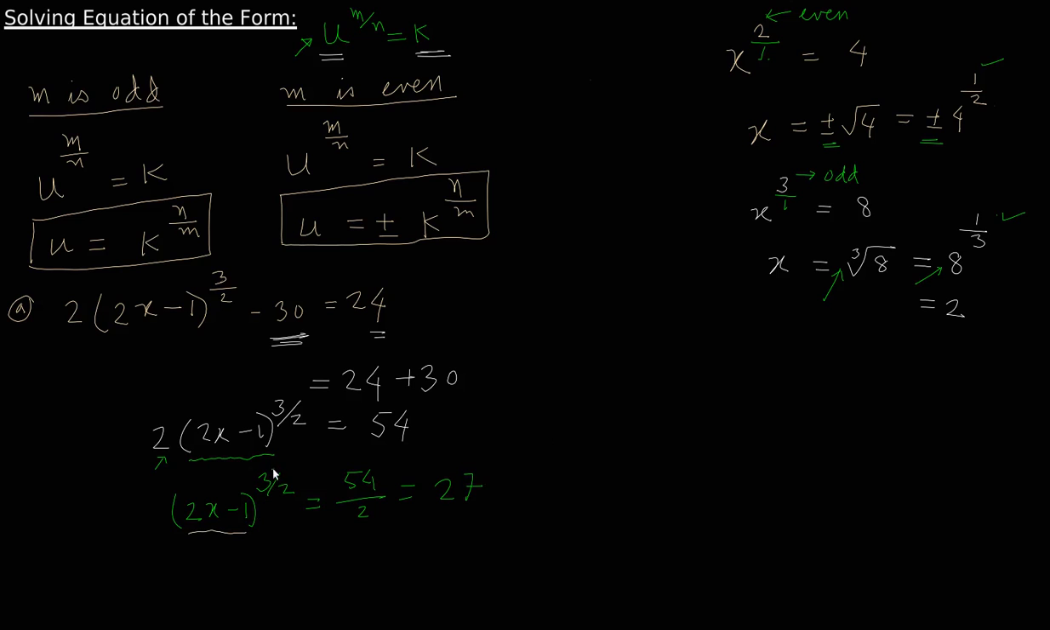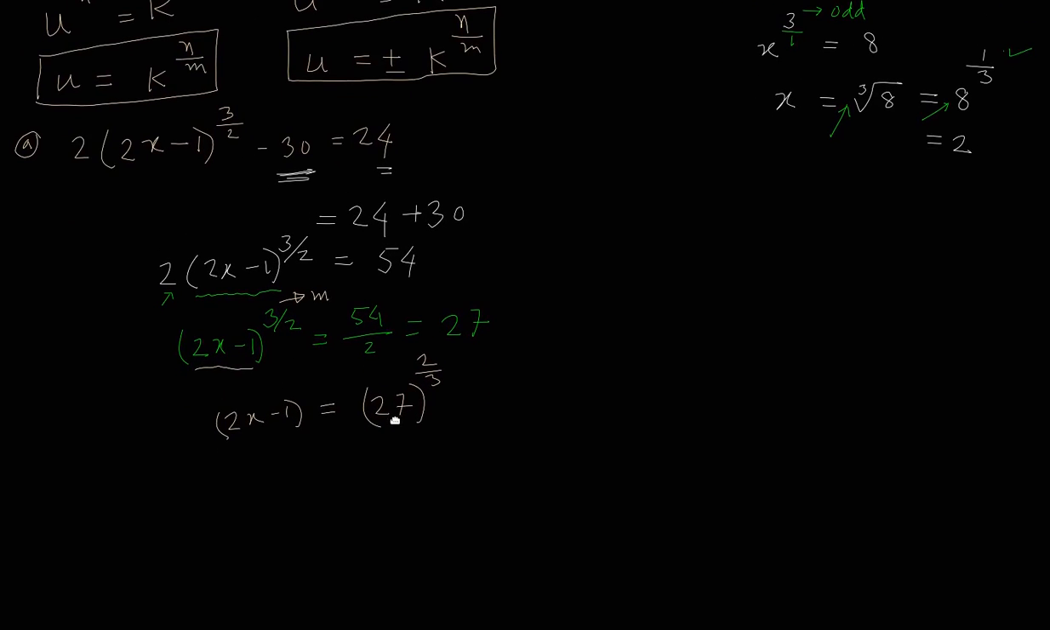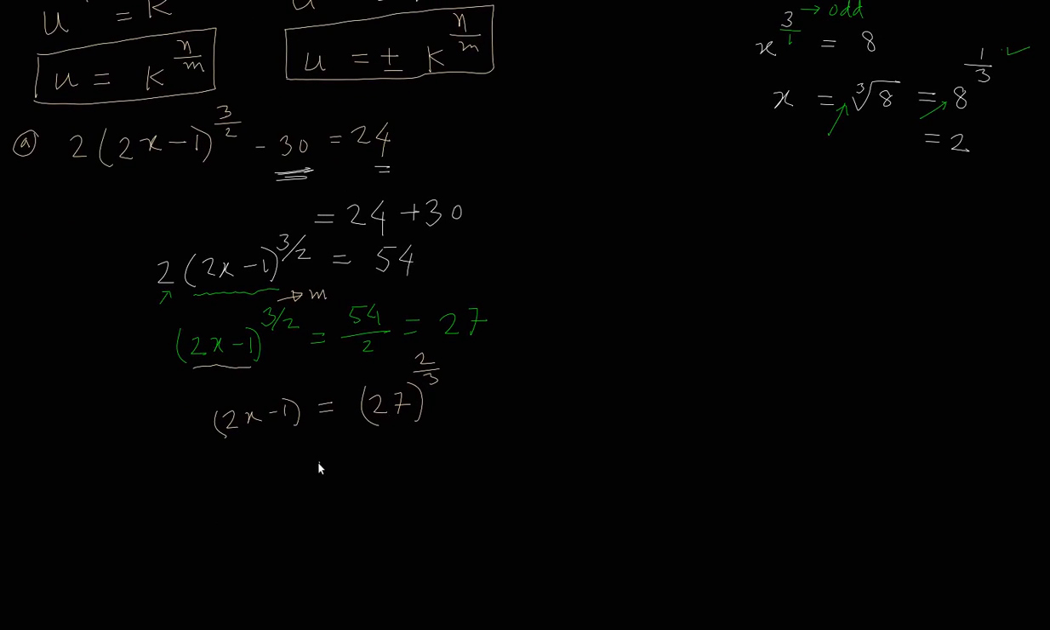Now this is my u power m over n. In this case my m is 3, and m is odd. So 2x minus 1 is going to be 27 power, since it is 3 over 2, here it will be 2 over 3. Remember, I'm not going to have any plus minus because m is odd. Let's see how we can simplify it.